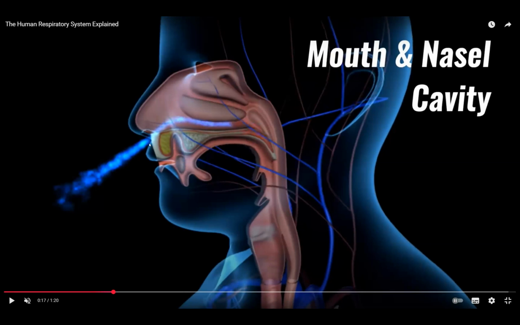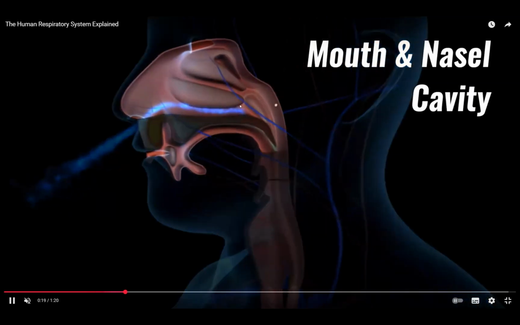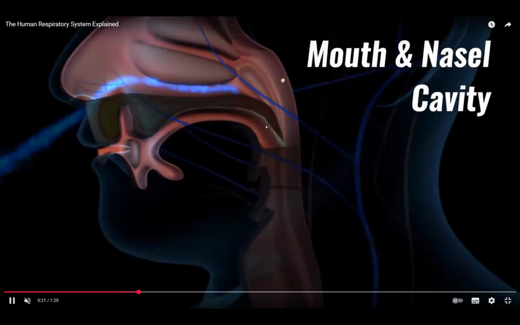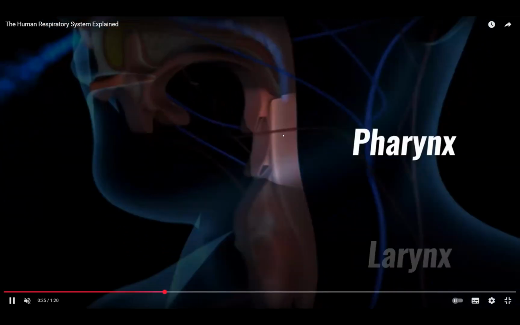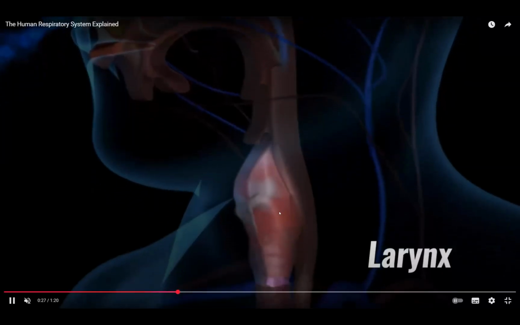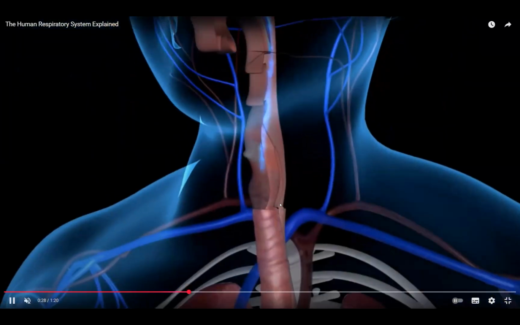Now understand the process. This air is being inhaled through the nose. And in what cases is the air inhaled from the mouth? Whenever your nose is blocked. Now the air is entering through the nasal cavity. Now it is going to the pharynx. This structure is pharynx. Then larynx, which is the voice box.